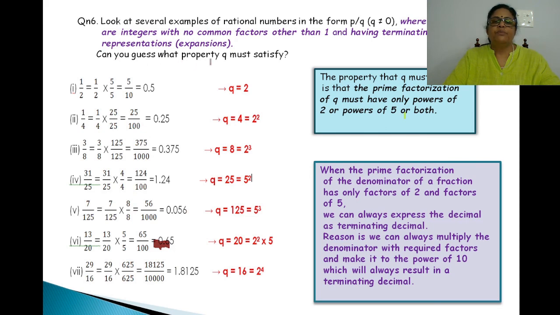So can you guess what property Q must satisfy? Q must satisfy the property that Q must have only powers of 2 or powers of 5 or both. Q must have the factors of powers of 2 or powers of 5 or both.